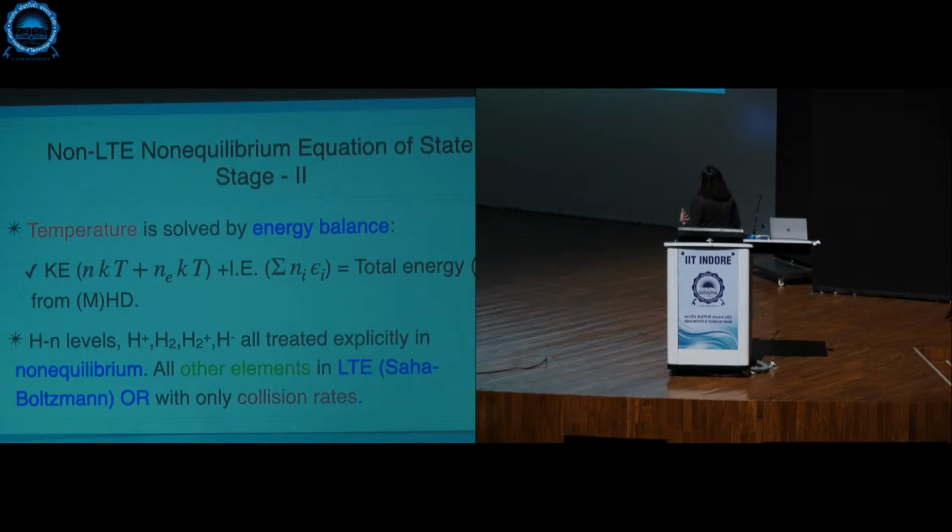And in this part we have also included the non-equilibrium rate equations for hydrogen molecules: H, H plus, H2, H2 plus and H minus. This we solve together with the atomic rate system, that is the non-equilibrium rate system. And for all other elements, we take a total of 14 elements, and everything else is either treated in local thermodynamic equilibrium, or we take proper collision rates, and only collision rates are considered for other elements.